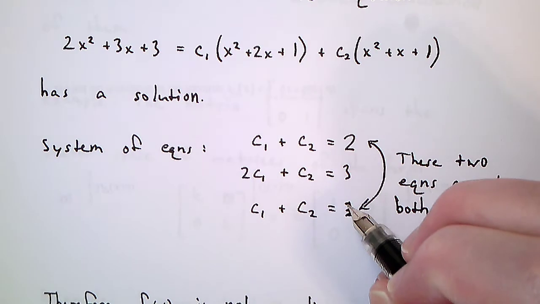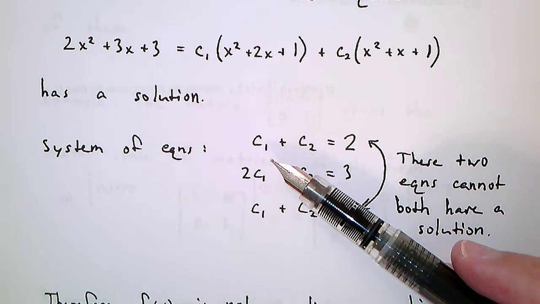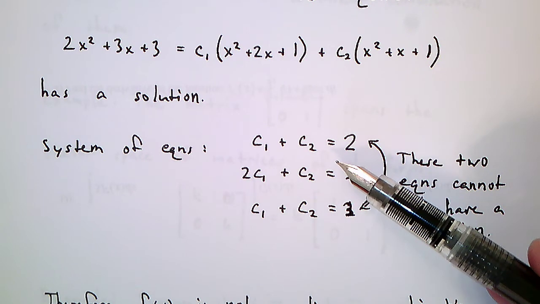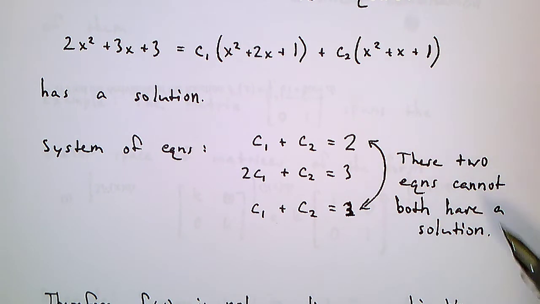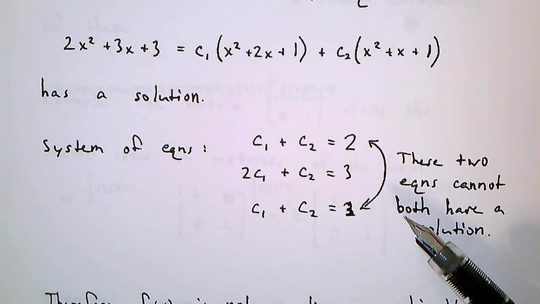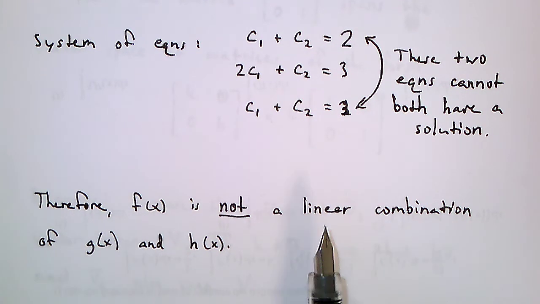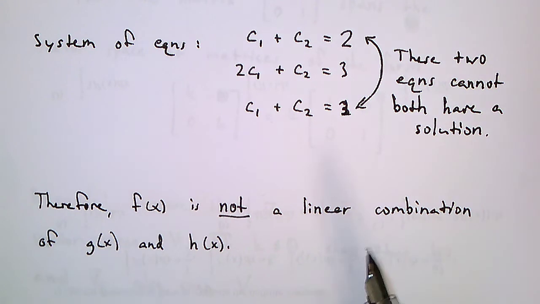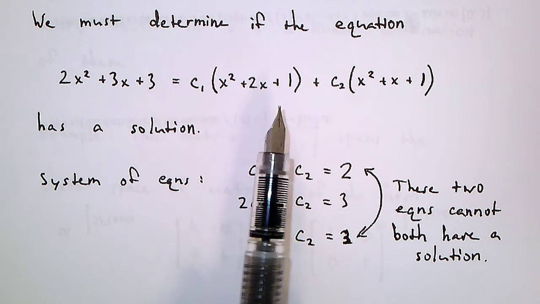But what you should notice is that this system of linear equations can't possibly have a solution. We don't have to go through the process of row reducing, because this first equation, c1 plus c2 equals 2, can't happen at the same time that c1 plus c2 is equal to 3. That's just not possible. So we know that these two equations can't both have a solution, and the system also can't have a solution. So what that means is that our polynomial f is not a linear combination of g and h, because there isn't a way to pick scalars c1 and c2 that make this equation true.